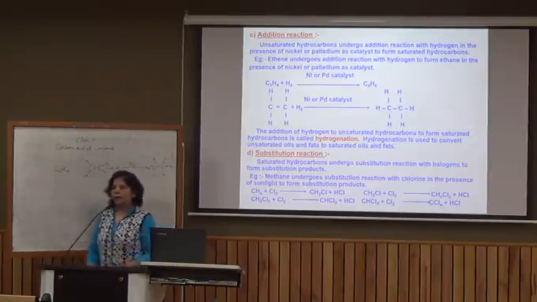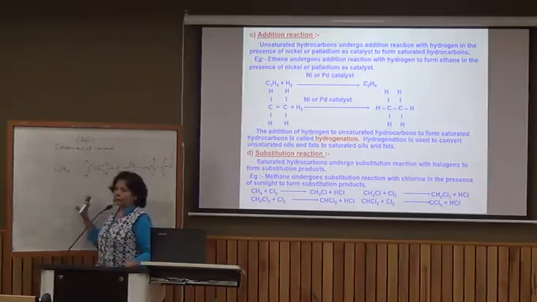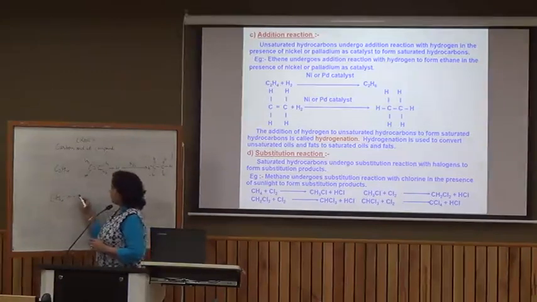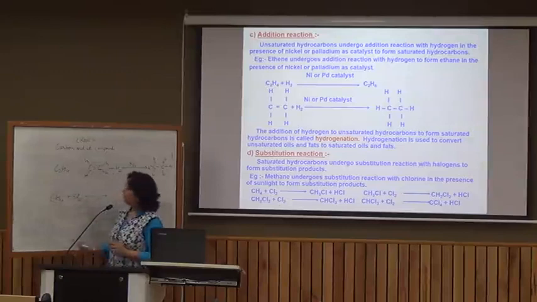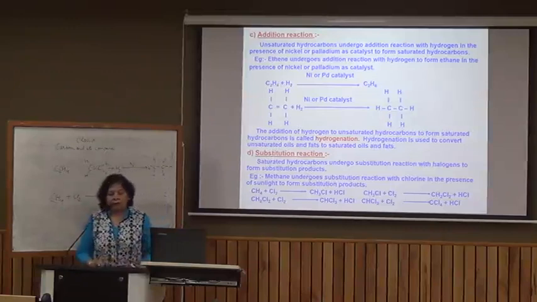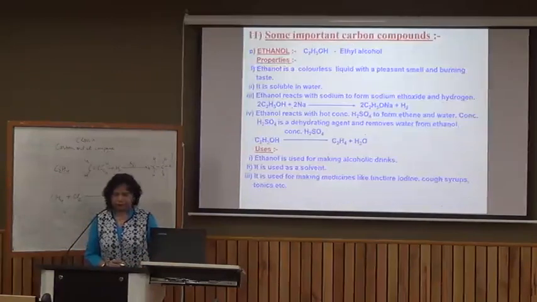unsaturated hydrocarbons are reactive because of the presence of double and triple bonds, right? Whereas saturated hydrocarbons are much less reactive, they undergo only substitution reaction. Take one example, methane: when chlorine is passed in the presence of sunlight, one of the hydrogen atoms gets replaced by a chlorine atom. It does not get added, it gets replaced. This will form CH3Cl. Such a reaction we call substitution reaction, and saturated carbon compounds undergo substitution reaction.